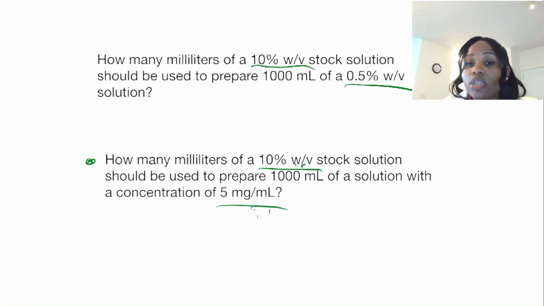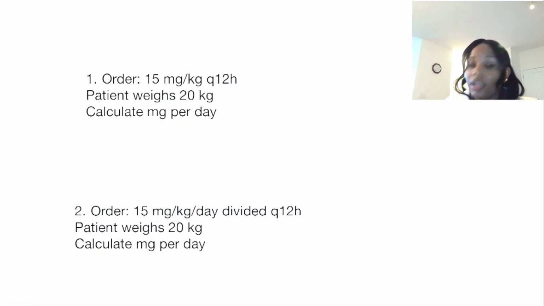All right, so I'm going to show you another example where I see students go wrong, even though they understand what's being tested. Now, let's look at the next set of problems. So you have the first one. The order is 15 milligram per kilogram every 12 hours. Patient weighs 20 kilogram. Calculate milligram per day. Now let's look at the second problem. The order is 15 milligram per kilogram per day divided every 12 hours. Patient weighs 20 kilogram. Calculate milligram per day. Now there's a difference here. They look similar at first glance, but there's a difference here.